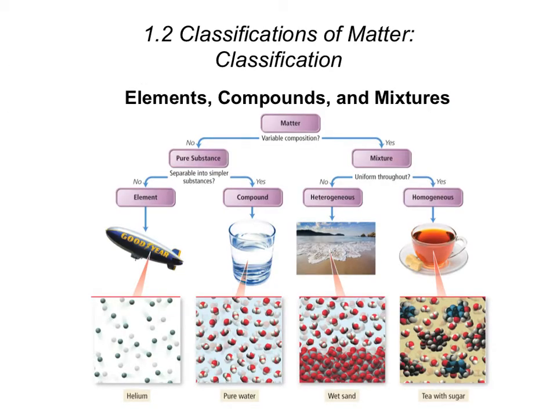All right, so now that was the physical state of matter. Now we're going to classify matter based on its composition, okay? And we have this nice little diagram that's going to help us along in this little process, okay? So we're going to start up here.